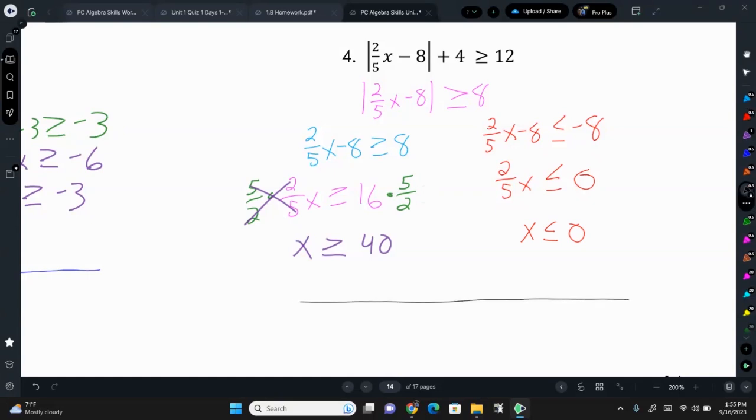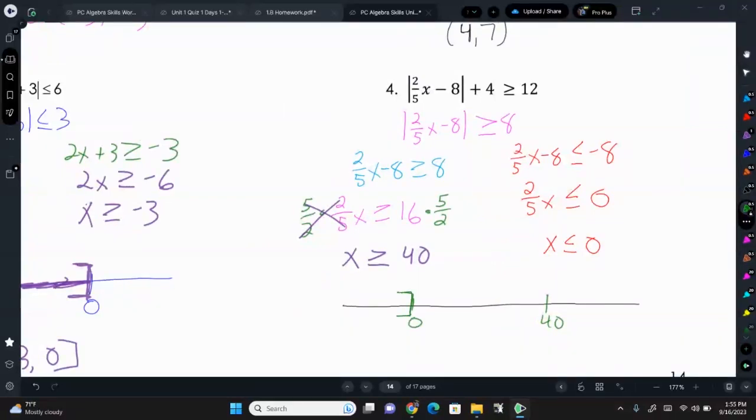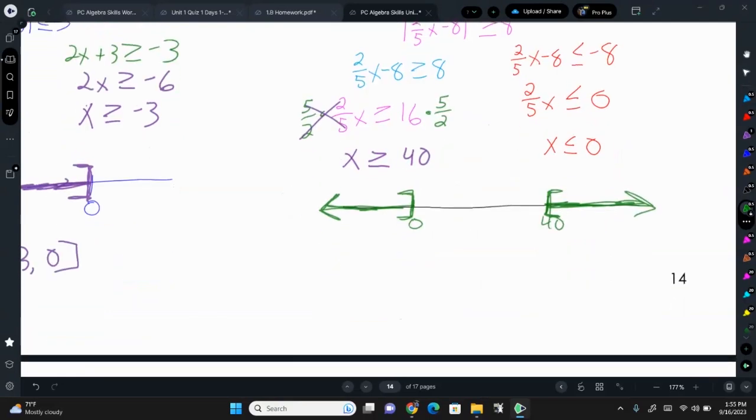So now on our number line, this one's going to look different. We have 0 and 40, and x is less than or equal to 0, so bracket, but anything smaller than 0, and x is greater than or equal to 40, so anything 40 or bigger. So we have a range on the inside that x cannot be, but we are unbounded on the outside. So we have negative infinity, comma 0 with a bracket, and then 40, comma infinity with a bracket around 40.